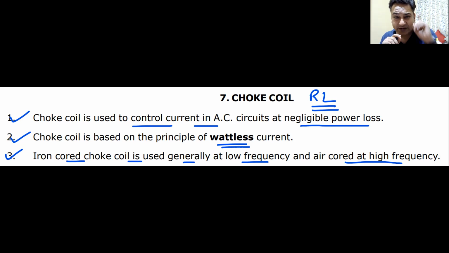Remember, choke coil is an LR circuit. You must remember this. Straight away a question will come. Please note this down. And then we can move on to some more questions.